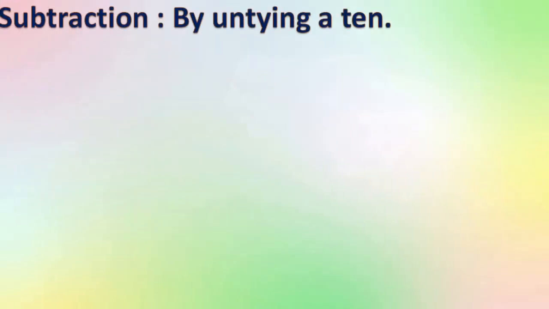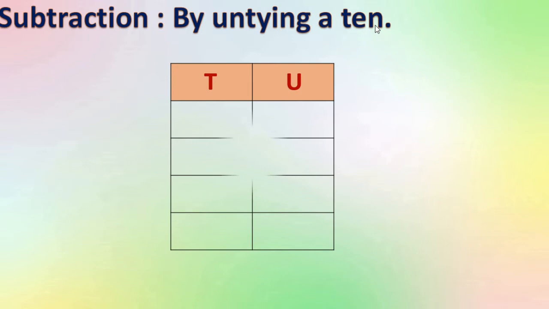Now, dear children, we'll move to today's portion, subtraction by untying a 10. We will use a table, and here the sum is 58 minus 39. Okay, 58 minus 39. In units column, 8 minus 9 is there, and in tens column 5 minus 3, right?